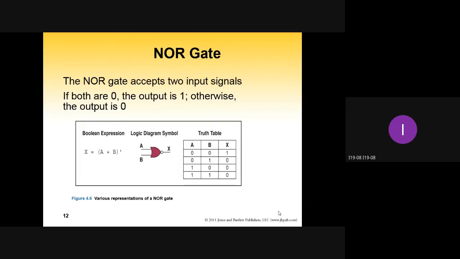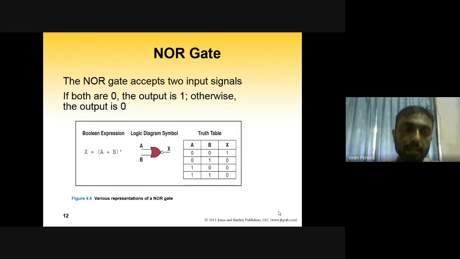Yes, sir. Now we have the NOR gate. The NOR gate accepts two input signals. If both are 0, the output is 1, otherwise the output is 0. Now you have your Boolean expression here. Like how we had the NAND gate, we now have the NOR gate. So N and OR. N represents the NOT, OR represents the addition operator. So we have A plus B close bracket with the whole bar on top.